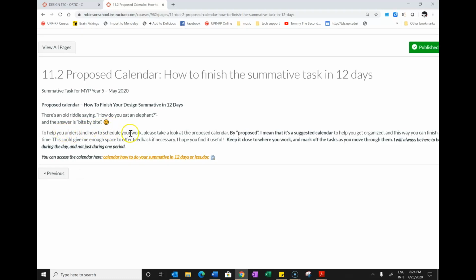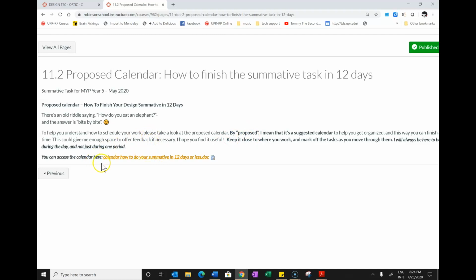Now, to help you understand how to schedule the work, please take a look at the proposed calendar. By proposed, I mean that it's a suggested calendar to help you get organized. And this way you can finish in time. And my main objective is that you finish early enough so that you can send it to me for feedback, and I take a look at it and make some annotations on it. And that way, when I get the final version, at least you had the benefit of some input. It's not a black box that you're handing it into.